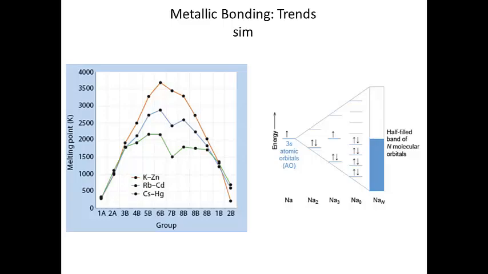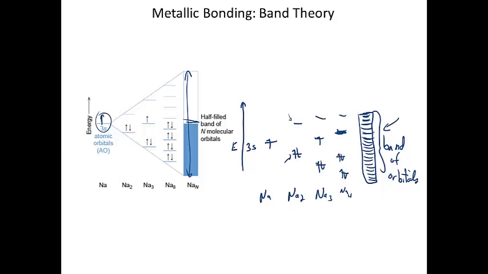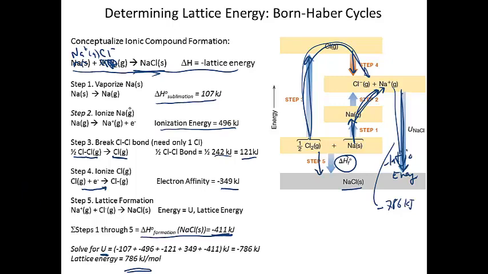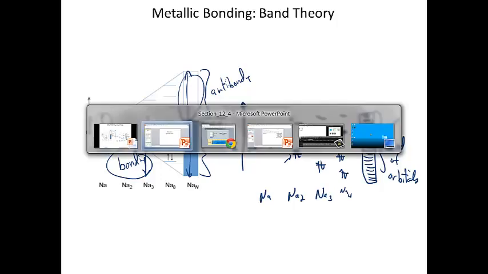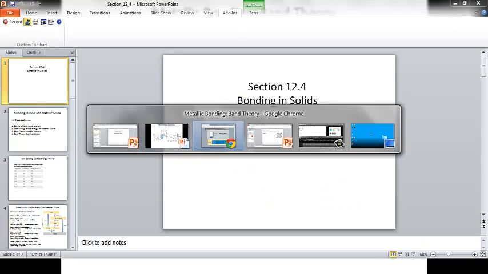Okay, so the next thing we want to do is look at trends in metallic bonding. And remember, the idea here is that when we're forming these new orbitals, the ones that are lower in energy are bonding. That is, if electrons are in those orbitals, the metal is held together. The ones up here are antibonding. And what that means is that if these orbitals have electrons in them, that tends to push the atoms of the metal apart. So let's go ahead and look at a simulation that does an example of this.